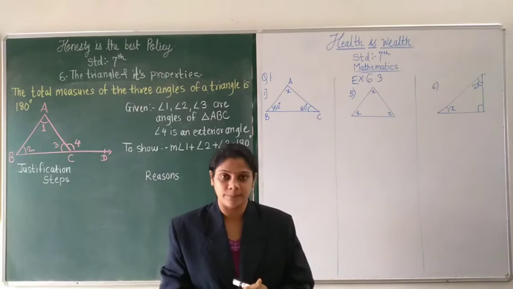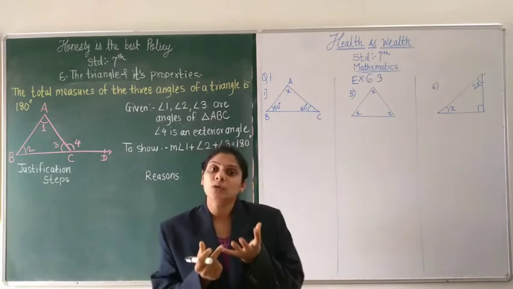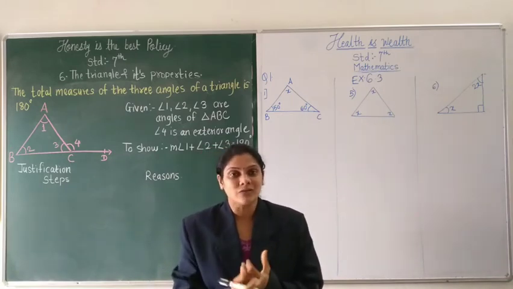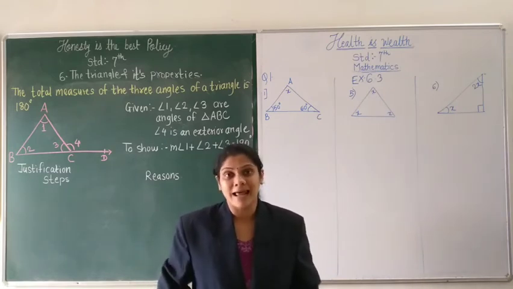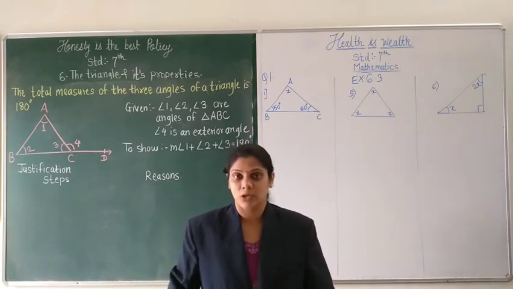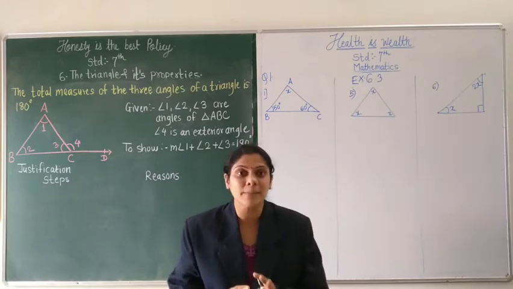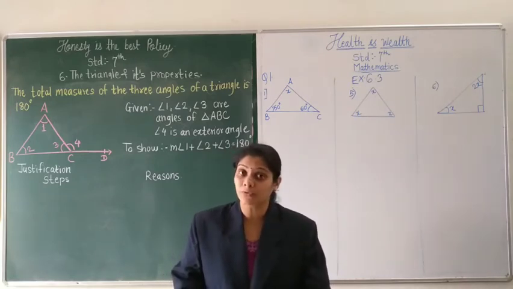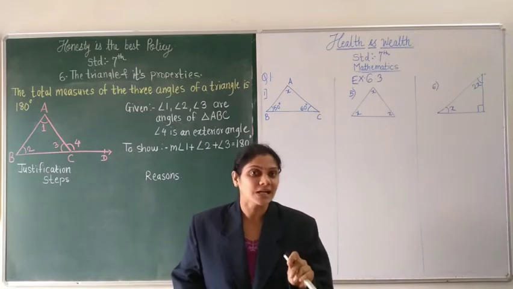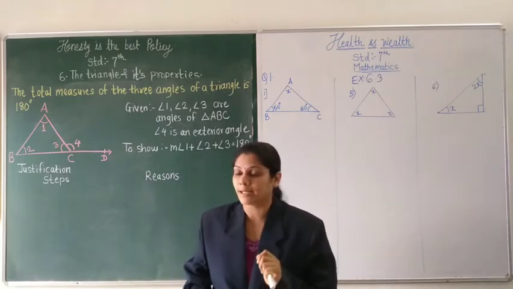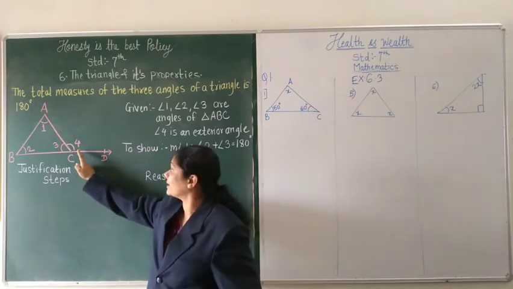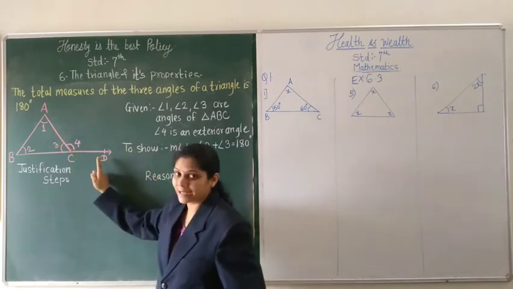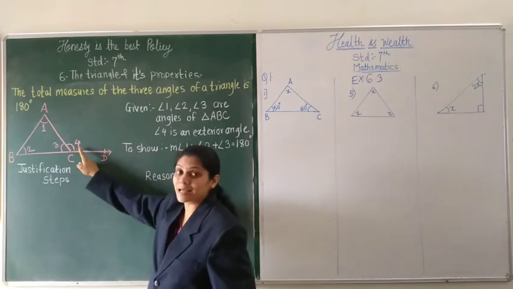is 180 degrees. Related to the measures of angles, we know that a linear pair of angles has a sum of 180 degrees. So with the help of this linear pair property, we are going to prove that the measures of the three angles of a triangle add up to 180 degrees. Here we have drawn an exterior angle, that is ACD, and we number that angle as 4.